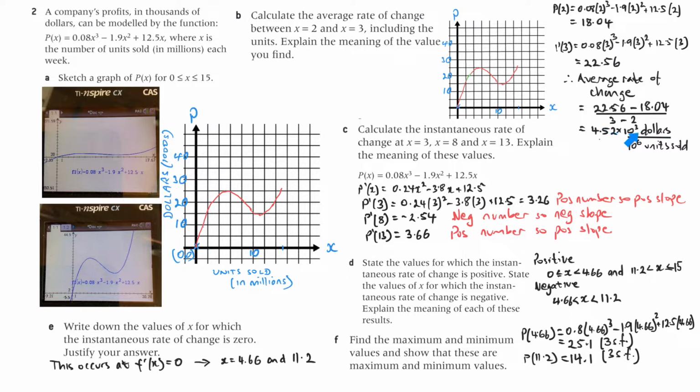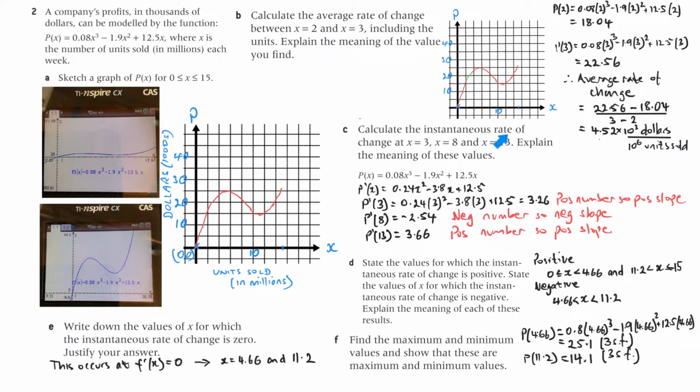What we really need to remember, though, is it said here that the money's in thousands of dollars, because it did say explain the meaning of the value you find, and including the units. So that's times $1,000. And x is in millions of units, so that's 10 to the 6 units sold.